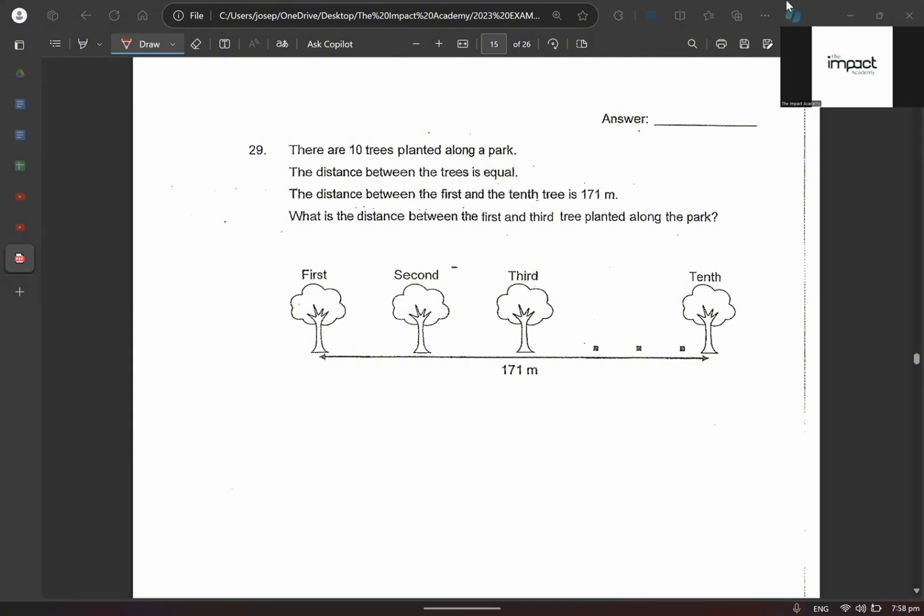What concept is this? This is called gaps and interval. All right, everyone write down gaps. Just write gaps will do. Okay, this concept is called gaps. 它的概念是叫 gaps. Am I making sense? How many trees are there planted along a park? Can you all read for me?